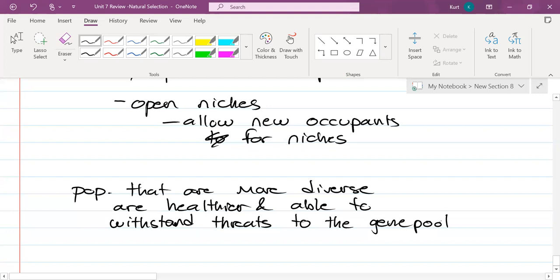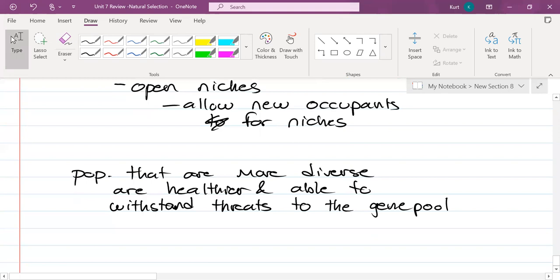If there's a population that is very, very diverse, that's good. That means if there's disease or disaster or something that could threaten the existence of that population, it's going to be more likely to survive. Whereas if you had a population that was, let's just say, monotone, you know, all the same, they're going to be very vulnerable to threats. All right, that is it.